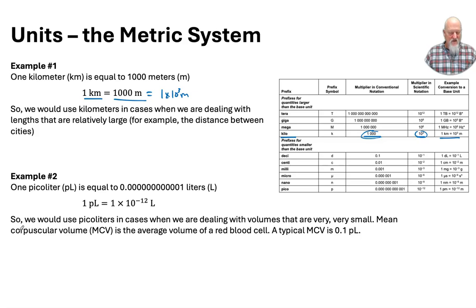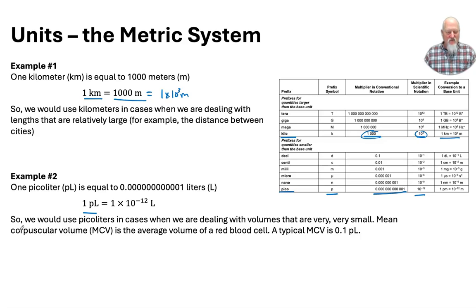Okay, example 2, here we have 1 pL. And we see p means pico. L means we're measuring in volume. A picoliter is going to be really small, right? Because these are units smaller than the base unit. Our base unit is liters. Pico means that, which is 10 to the negative 12th. So 1 picoliter is equal to 1 times 10 to the negative 12 liters.